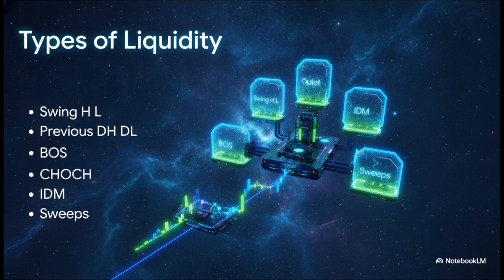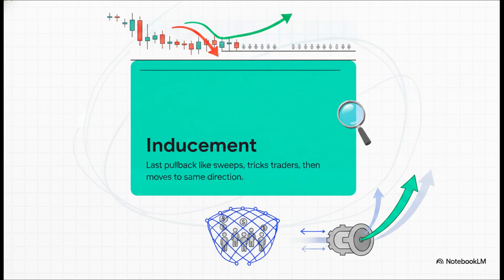But here is where the market gets incredibly sneaky. Enter inducement, or IDM. Inducement is a trap, plain and simple. It's that tempting final pullback that the market deliberately creates to trick early traders into jumping in. Once retail traders place their stop losses just behind that pullback, boom, the market sweeps right through it, grabs their liquidity as fuel, and then sails off in the original direction.